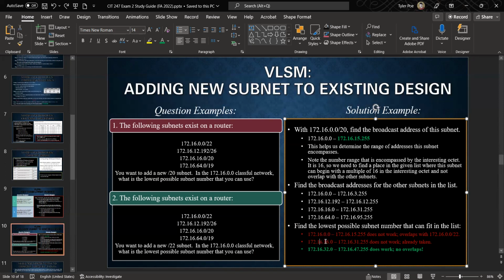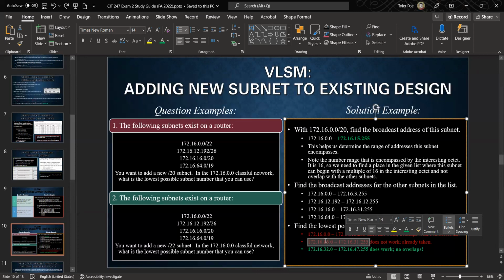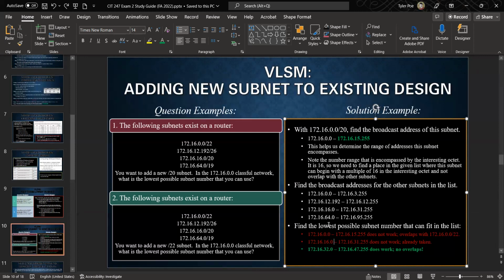Then we try the next subnet ID. We add 0 plus 16, which is the magic number, equals 172.16.16.0. We'll find the broadcast address, 31.255. We see if any of the subnet masks or subnets in this list would overlap with this subnet or are exactly the same, which is the case here. This exact subnet is already used in this list, so we can't use this. We can't use this as our answer.